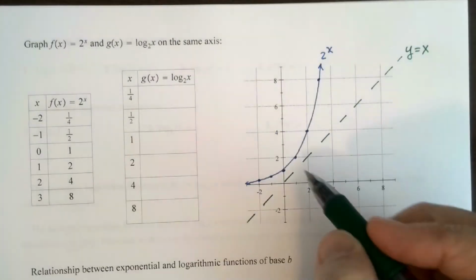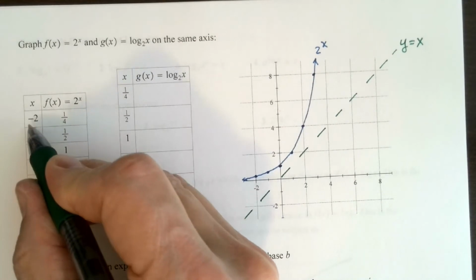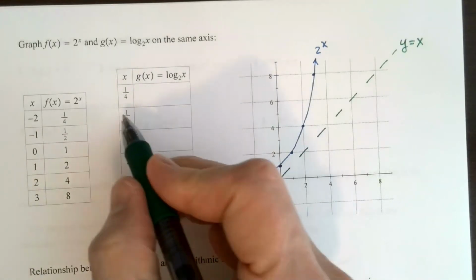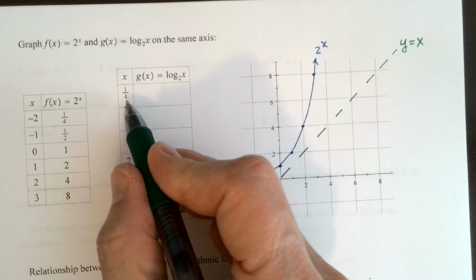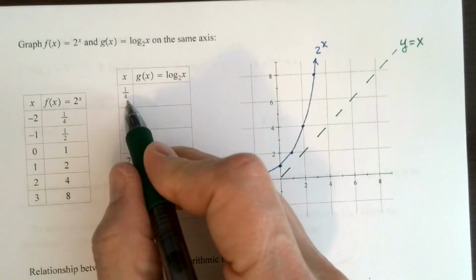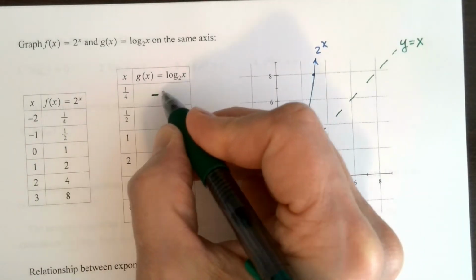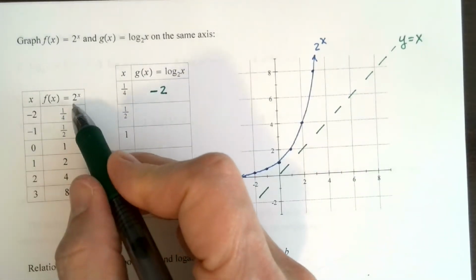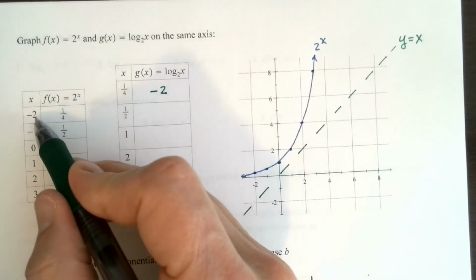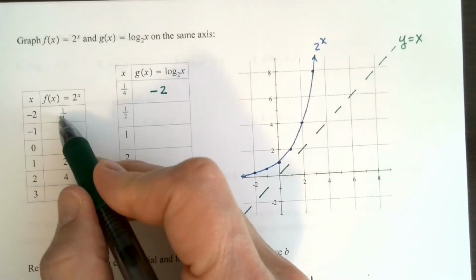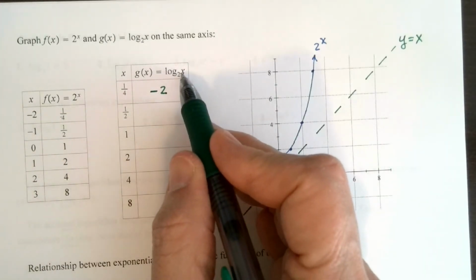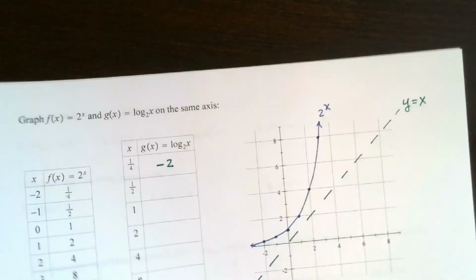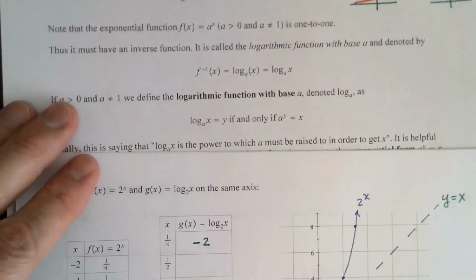Now, what does it mean if I do a reflection? The x-y pair changes order. So instead of -2 comma 1/4, it becomes 1/4 comma -2. This is the inverse relationship between these two functions. If I raise 2 to the -2 power, I get 1/4. Therefore, if I take the log base 2 of 1/4, I get -2. See how they cancel each other out? That is exactly the inverse relationship we're talking about.